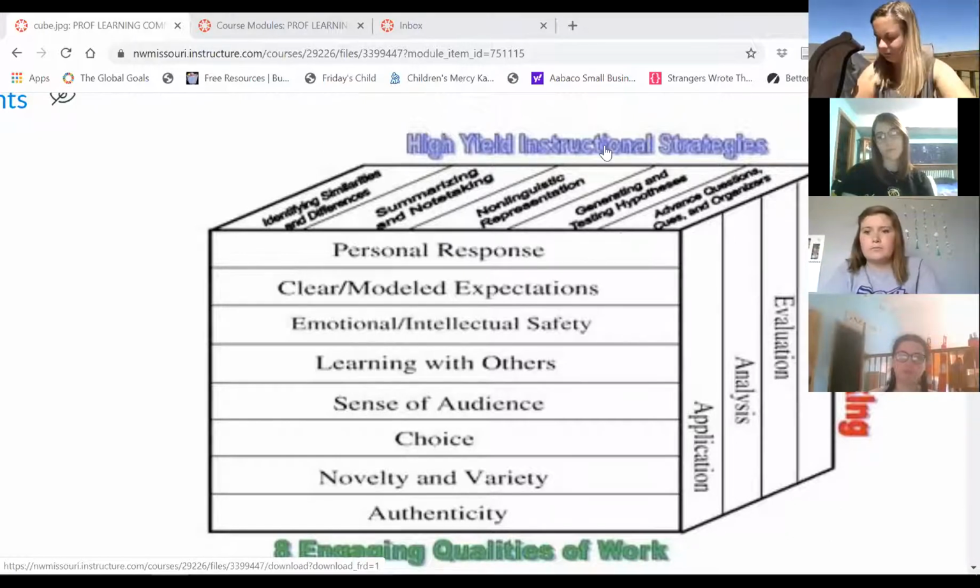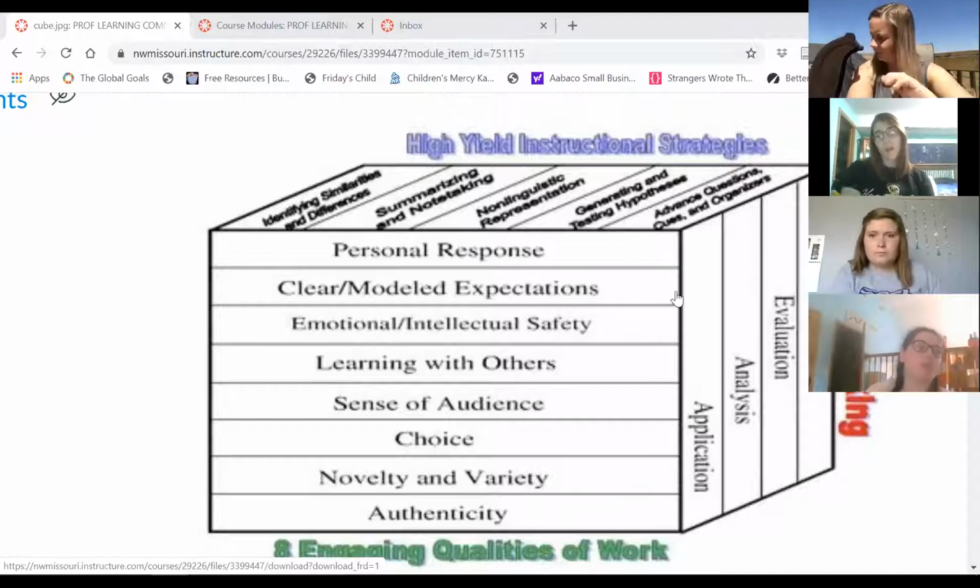You can maybe argue there were advanced cues and organizers in there too. So again, I've used at least one thing from each side of the cube when I've designed my lesson.